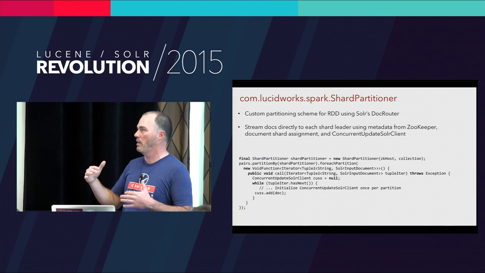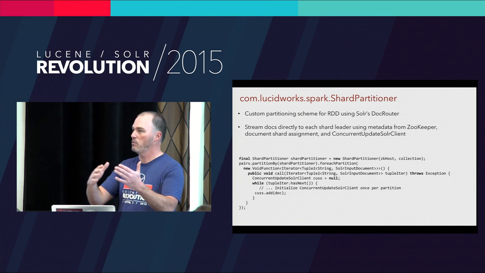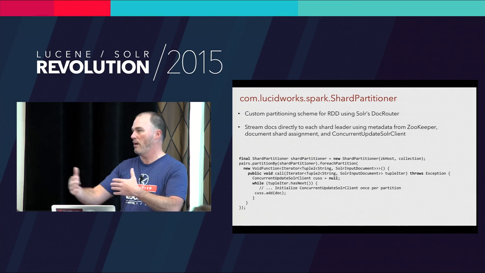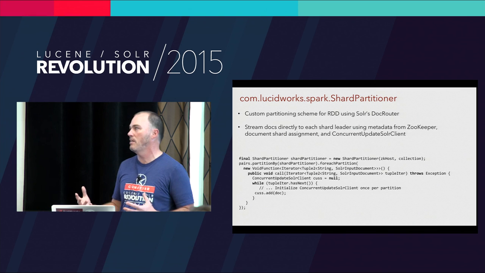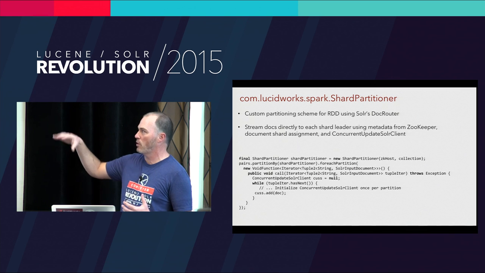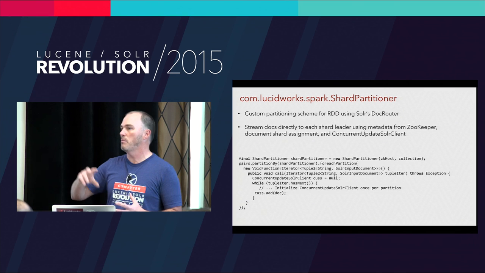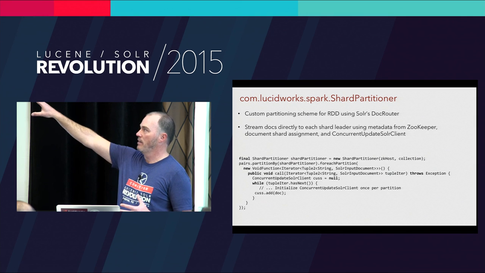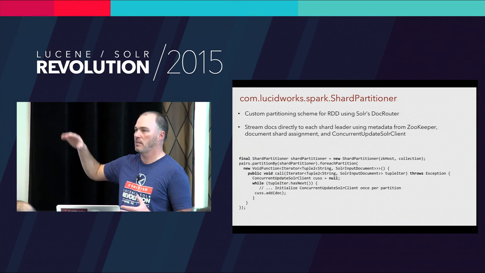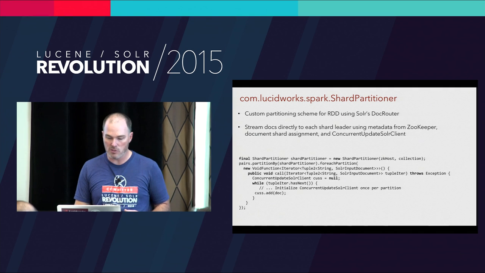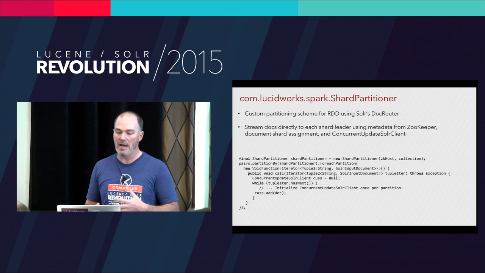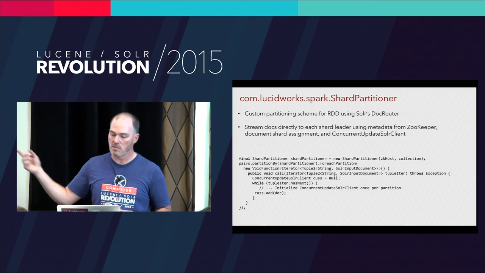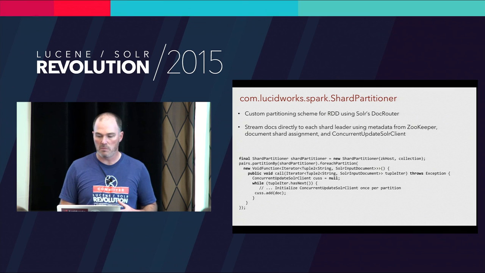The key with these streaming operations is that you have to be able to process data in your streaming job quickly enough to keep up with how fast it's coming in. That's just the key of streaming. Using all of this shard partitioning, you can directly route documents to the Spark task that is streaming out to the correct leader. This is a pretty interesting approach. It saves you from trying to do batching and things like that you would have to do with the Cloud Solr client. But this is also Zookeeper aware. It goes into Zookeeper and whatnot.